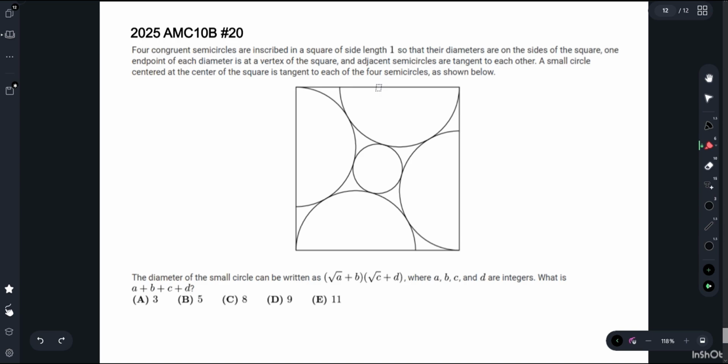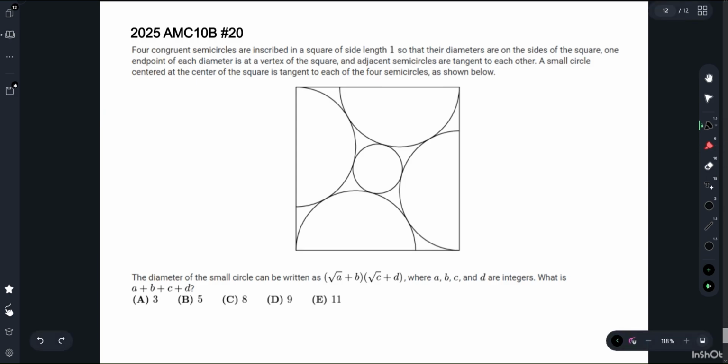AMC 10B Problem 20. 4 congruent semicircles are inscribed in a square of side length 1 so that their diameters are on the sides of the square. One endpoint of each diameter is at the vertex of the square, and adjacent semicircles are tangent to each other. A small circle centered at the center of the square is tangent to each of the 4 semicircles as shown below. The diameter of the small circle can be written as square root a plus b times square root c plus d. What is a plus b plus c plus d?